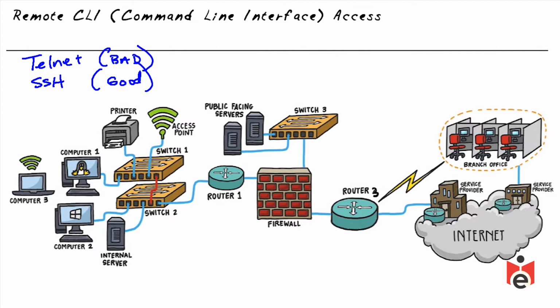So if we're not using Telnet for command line access, what are we using? The answer is SSH, the secure shell. With secure shell, it's going to use encryption as it sends those packets back and forth between the device we're managing and the device we're initiating that SSH session from.